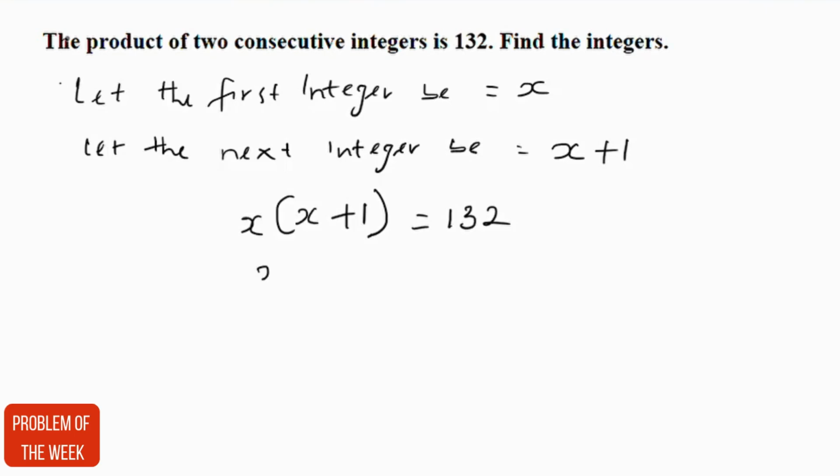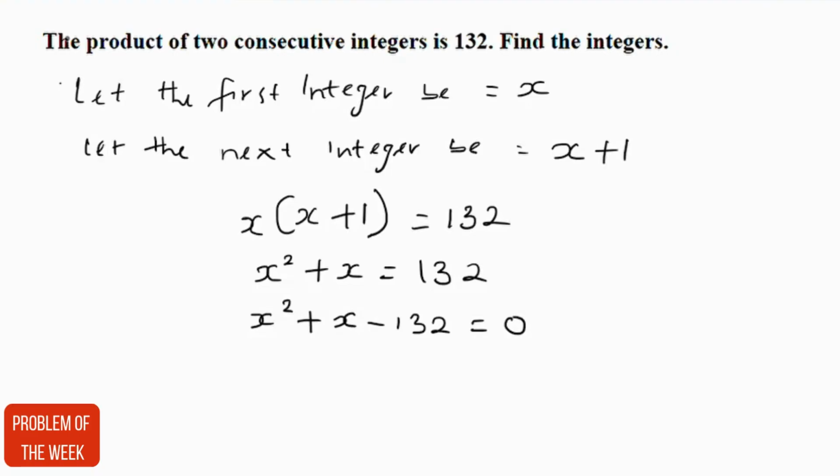x times x is x squared, plus x times plus 1 is plus x, equal to 132. Now, our next step is to bring all the terms to one side. So I'll bring 132 to the left-hand side. So we now have x squared plus x, minus 132 equal to 0.